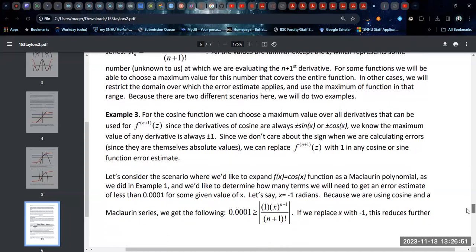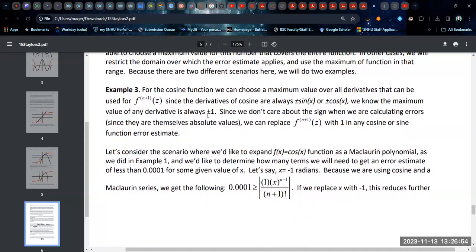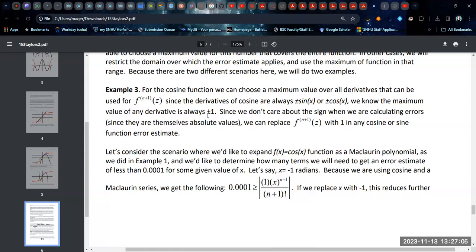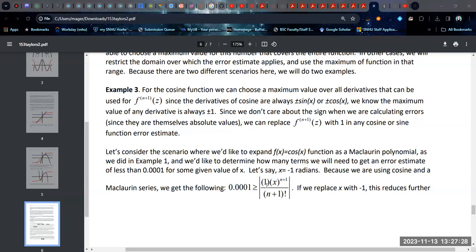Now, for the cosine function or the sine function, we know that the derivatives are always sine and cosine, and the maximum on any sine and cosine function is always just 1 or negative 1. And so the absolute value would just be 1, and that makes our formula much simpler. If the derivative does depend on x, you would have to find that appropriate derivative, and then find the maximum on the given interval, instead of using 1 for sine and cosine, which is much easier.